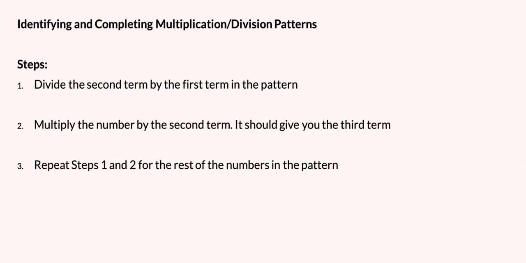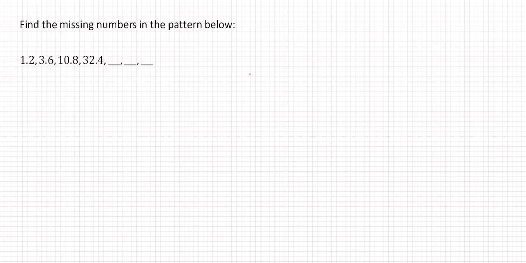How do we go about identifying and completing multiplication and division patterns? You first divide the second term by the first term in the pattern, and then you multiply that value by the second term to get to the third term, and you do that continuously until you complete the pattern. Let's see how that works using some examples.